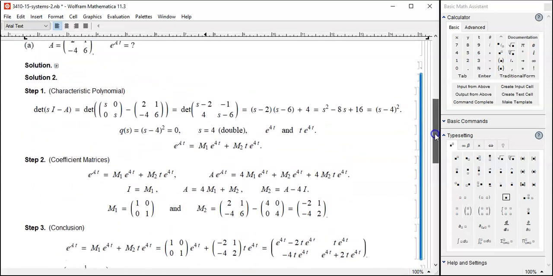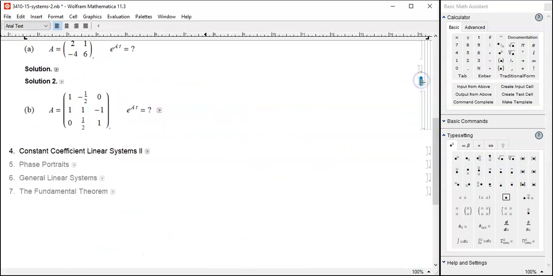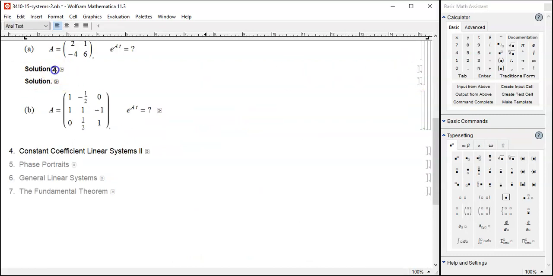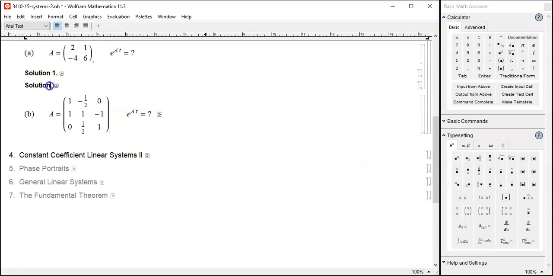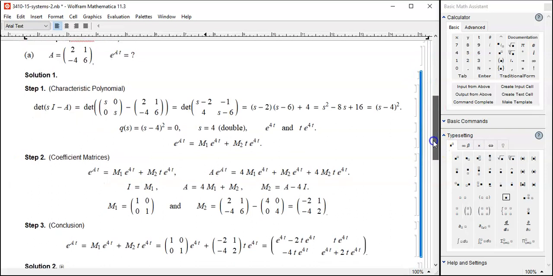Let's see, can I put everything into the same viewing window? Okay, barely, but I got it in. How does it look?